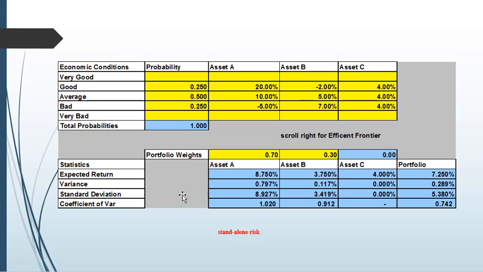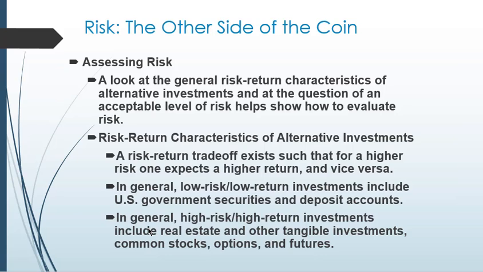What is the risk of these? So if we look at standard deviation, asset A is 8.9, asset B is 3.4, and look at asset C. Asset C has 0 risk. That's because no matter what happens, you get the same rate of return. If we look at the coefficient of variation, you can see that asset A, again, is higher risk than B. In a later video, we're going to talk about what happens when we start adding and creating portfolios of these assets. What happens when we combine them together? We'll save that for a later video.